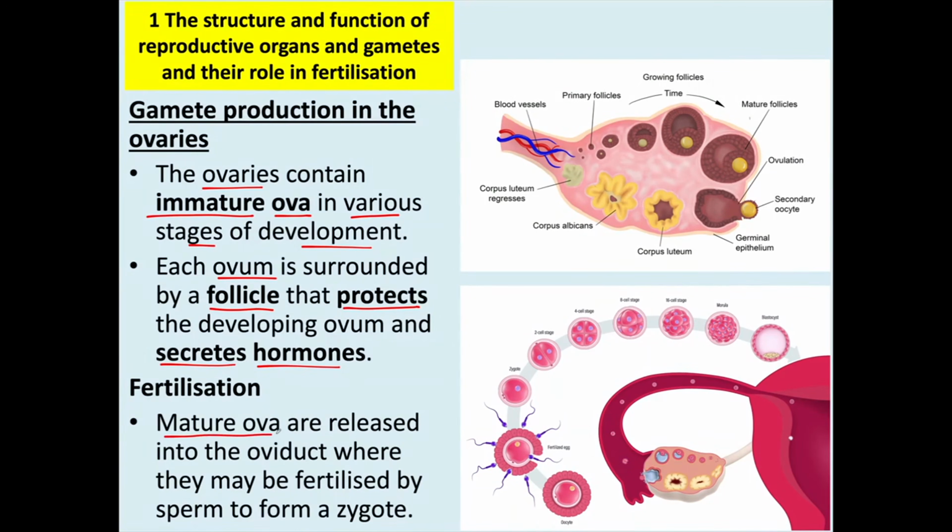So when the mature ova are released into the oviduct, they may be fertilized by a sperm cell to form a diploid zygote. And we know about fertilization from National 5, don't we? We understand what's happening there, the fusion of those haploid gamete nuclei, okay? So the mature ova are released into the oviduct here, and the sperm will come along and fertilize that ovum, and then that will obviously go on to divide, and then eventually that will become an embryo. We know that from National 5 as well. That's gamete production in the ovaries.